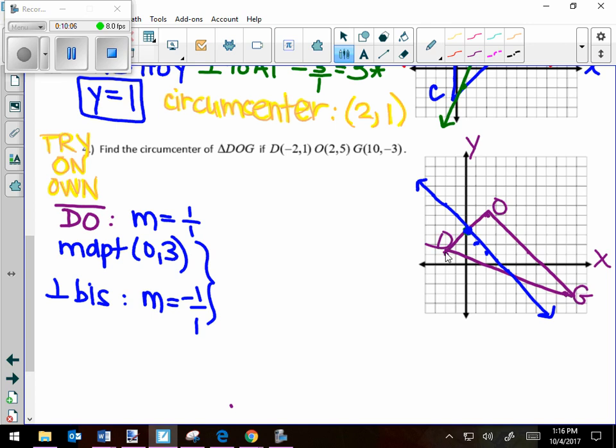And what I'll look at this time, and you get to pick, I'm going to look at OG. If I look at segment OG, I can visually pick out what the midpoint is. You could do the midpoint formula if you wanted to. 1, 2. So my line isn't very straight. It's hard to draw it perfect on the smartboard, but that's my midpoint.